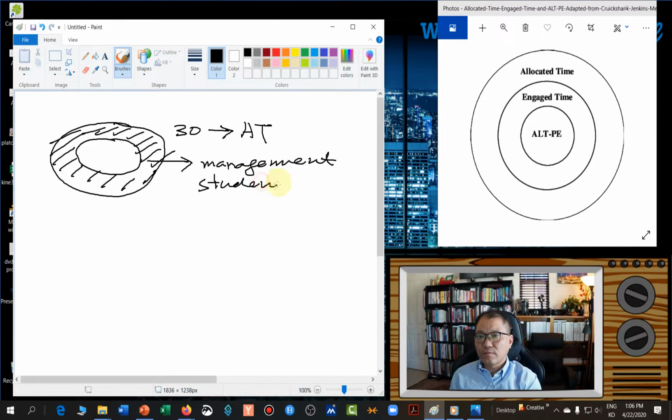Student behaviors. Sorry for my bad writing. So classroom management, student behaviors, roll calls, and restructuring your classroom formations. Those are not related to your instruction.